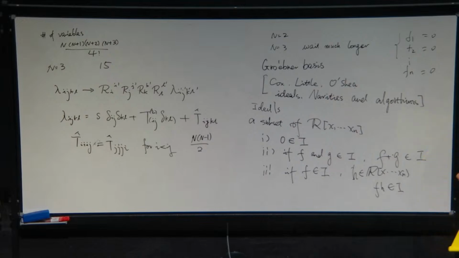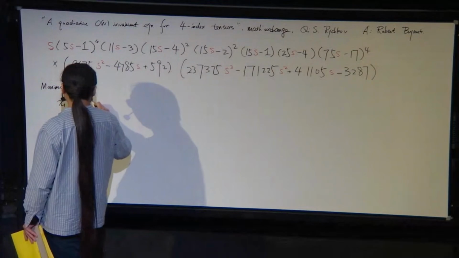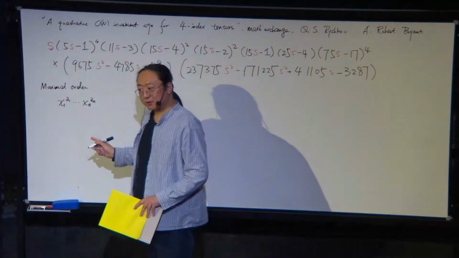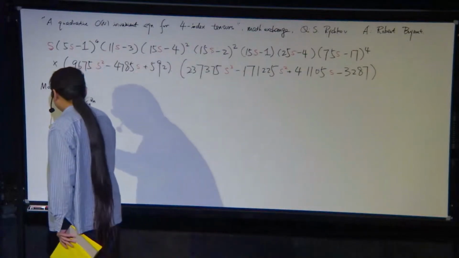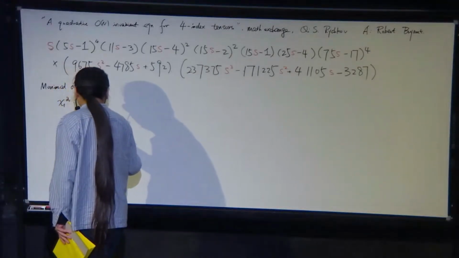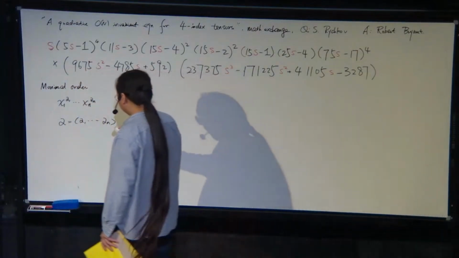Before explaining the Gröbner basis, let me explain something called the monomial order. So if I have x1 to the alpha 1, up to xn to the alpha n, I want to be able to compare different monomials to see which one is higher order, which one is lower order. As you can see, my alpha is some vector in this vector space. So I will define some order called lexicographic order.